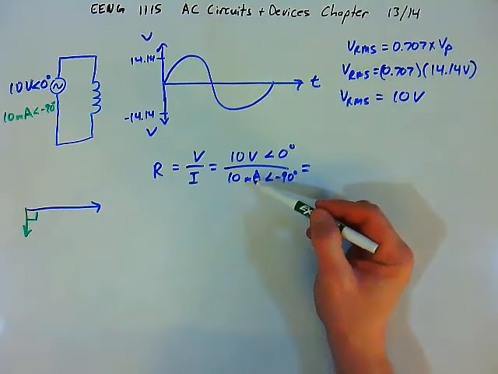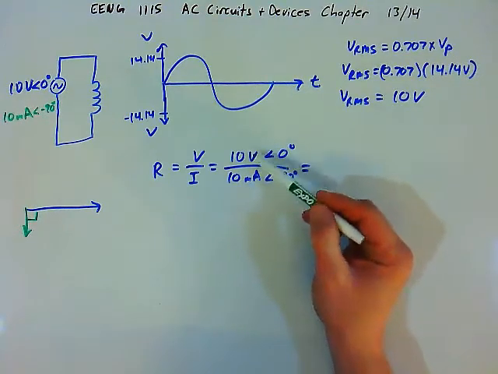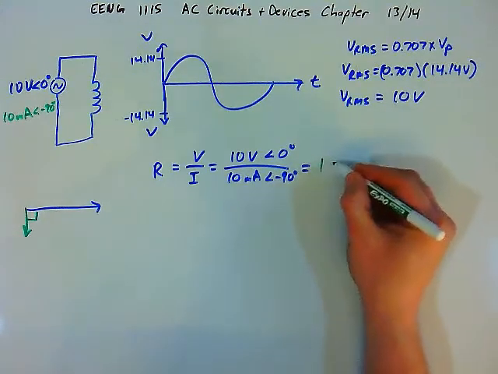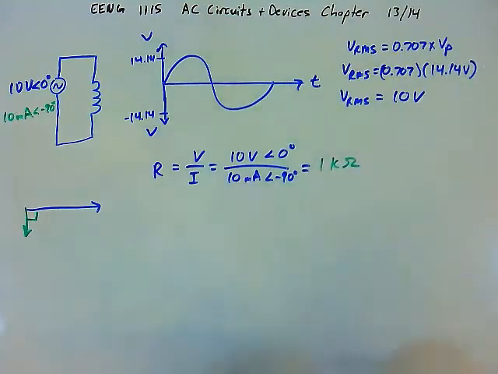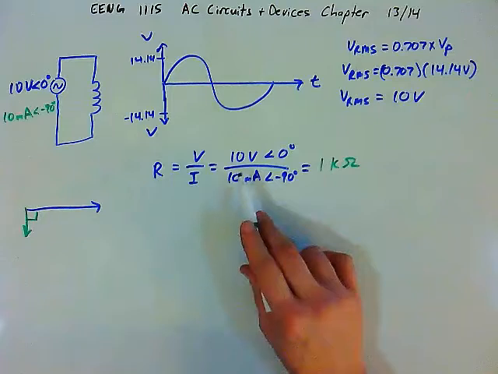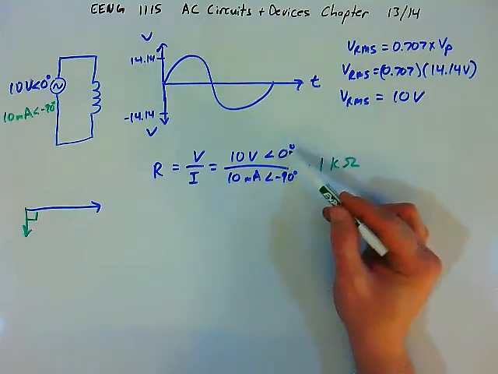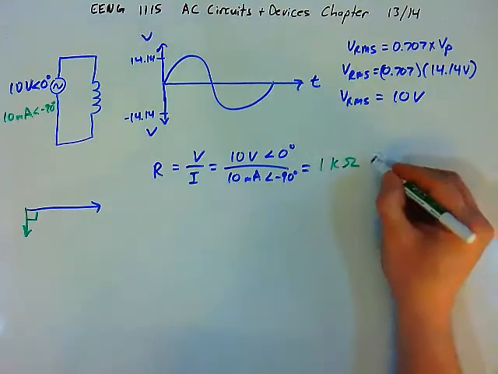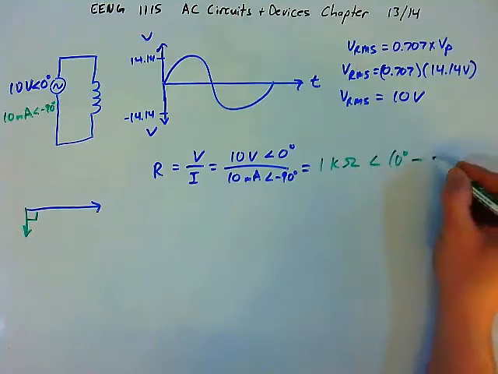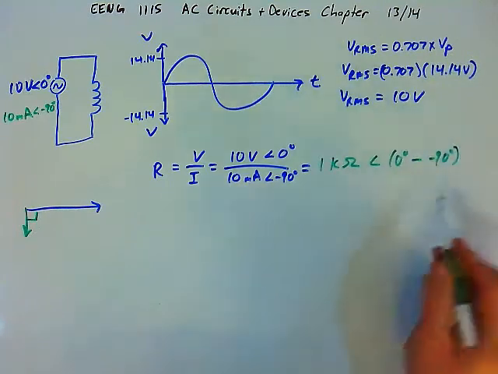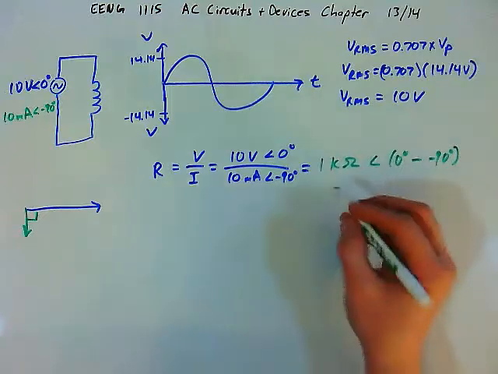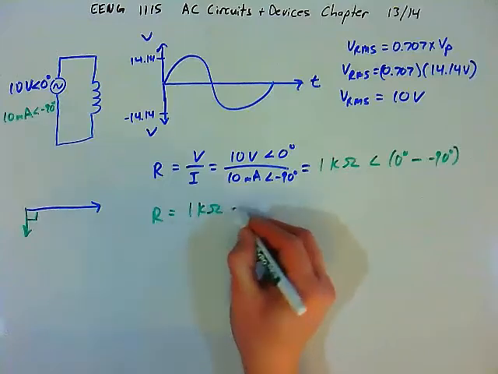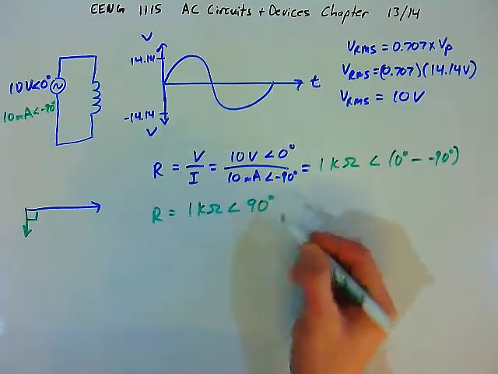So remember the rules for dividing vectors. We divide the magnitudes only. So 10 volts divided by 10 milliamps is going to be 1 kilo ohm. And when we divide vectors, we subtract the angles. So 0 minus a negative 90. The angle is going to be 0 degrees minus a negative 90 degrees. And so when we subtract a negative, we add positives. The resistance of the circuit is going to be 1 kilo ohm at an angle of positive 90 degrees.